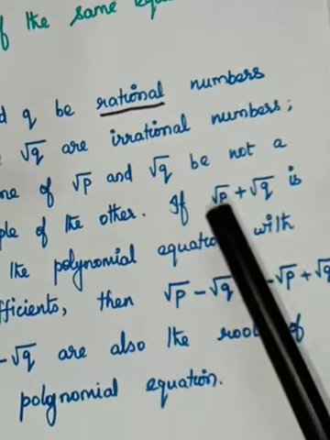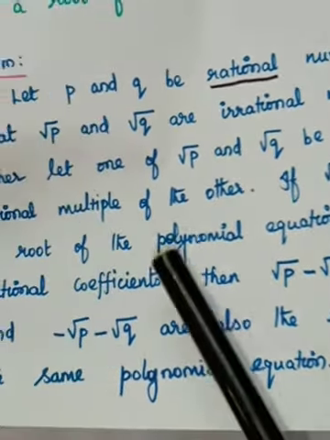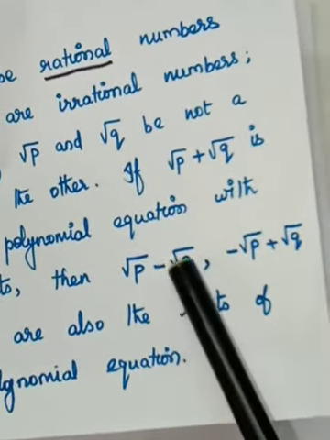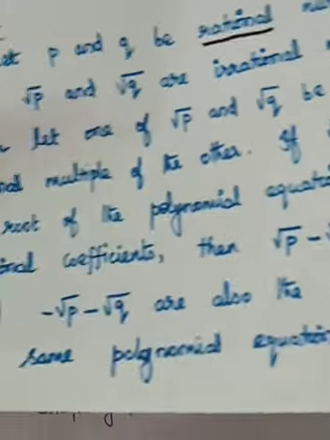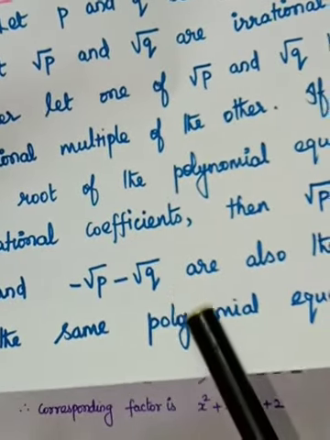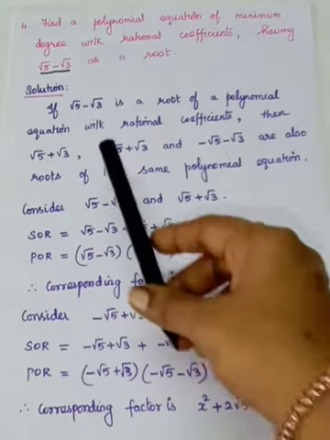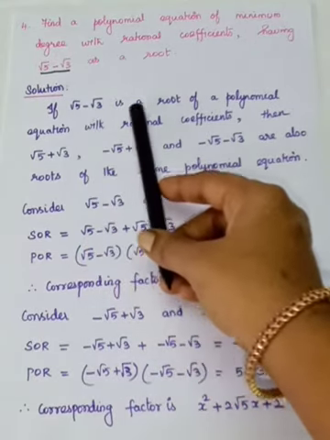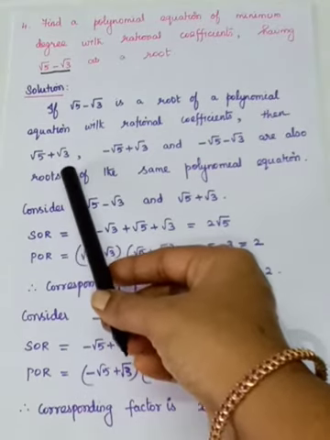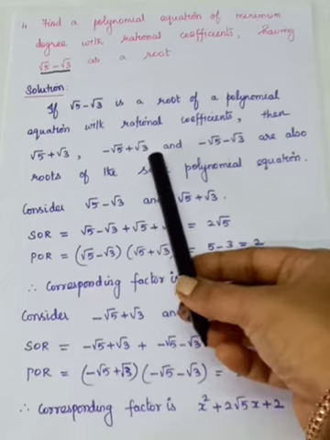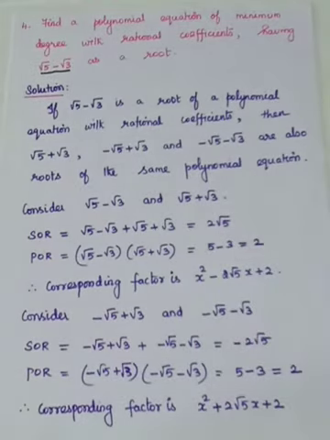And root p plus root q is a root of the polynomial equation. Means, what are the roots you can have? Root p minus root q, minus root p plus root q, and minus root p minus root q are also roots of the polynomial equation. So here what is given? Root 5 minus root 3 is a root of the polynomial equation. Means what are the roots? Root 5 plus root 3, minus root 5 plus root 3, and minus root 5 minus root 3 are also roots of the same polynomial equation.